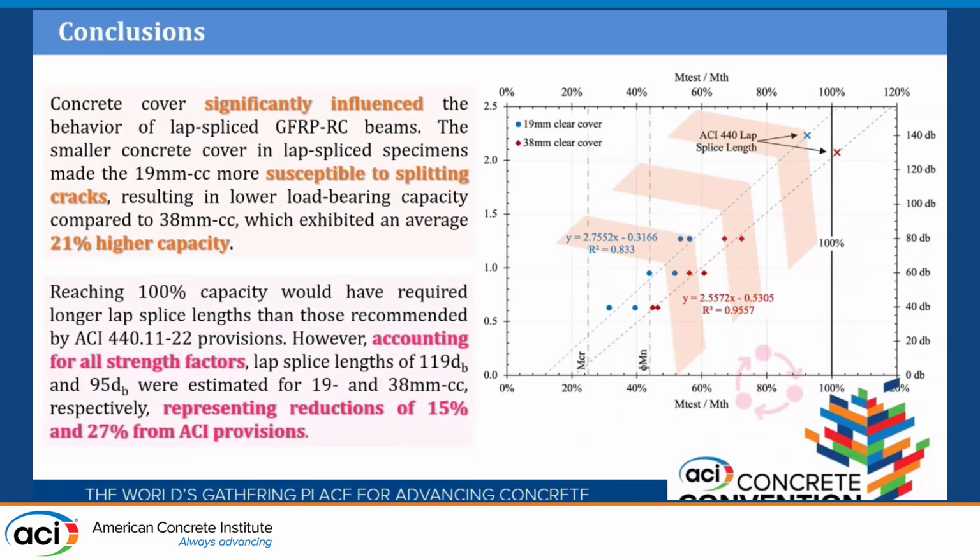So concrete cover significantly influenced the behavior. Lap-splice also, of course, impacts the behavior. Reaching the 100% capacity would require a longer lap-splice length. However, accounting for all the strength factors, such as the environmental factors, and as we saw the guaranteed tensile strength, we calculate lap-splice lengths of 120 dB and 95 dB for the 19 and 38 millimeters clear cover specimens. So this represents a reduction of 50% and 27% from ACI provisions.